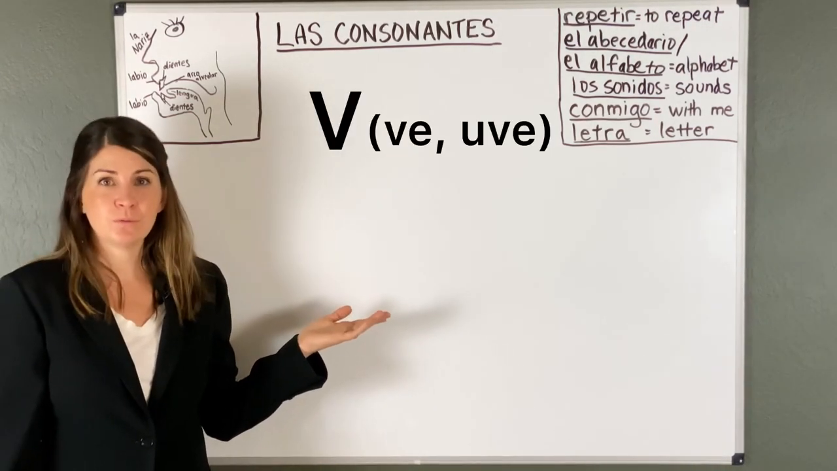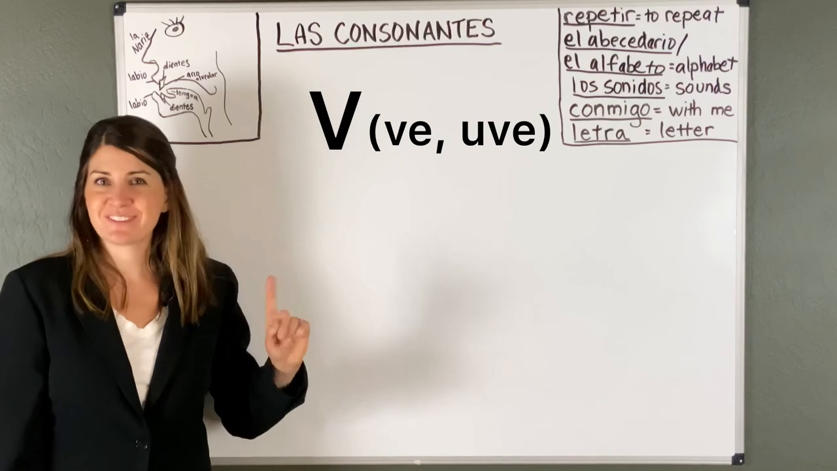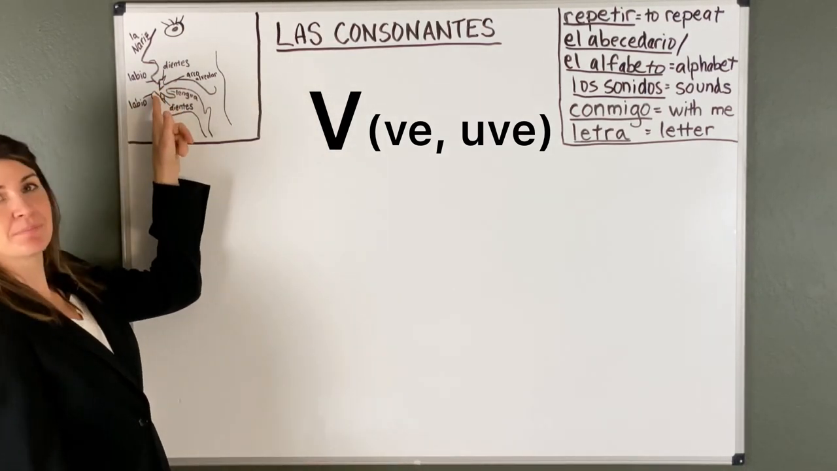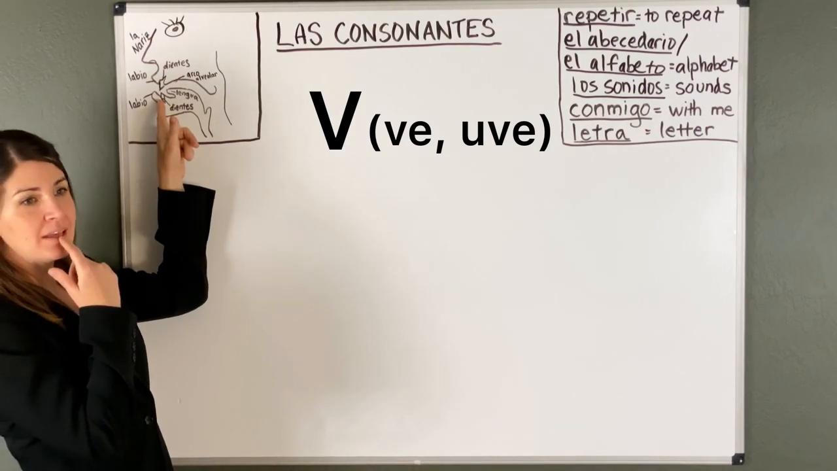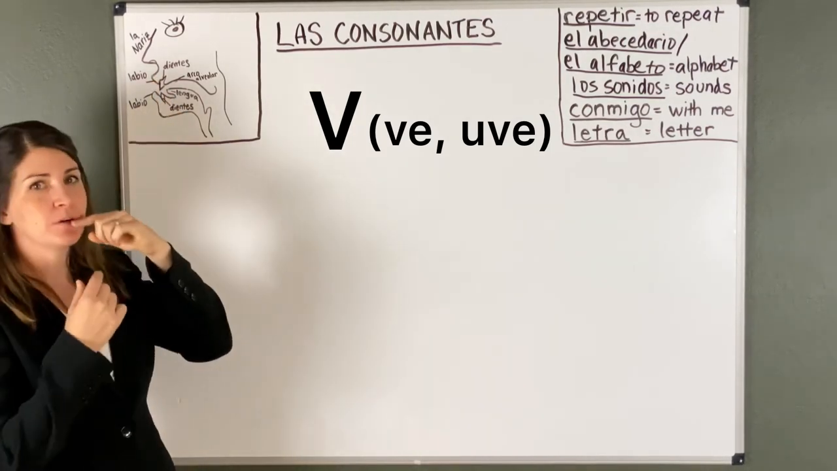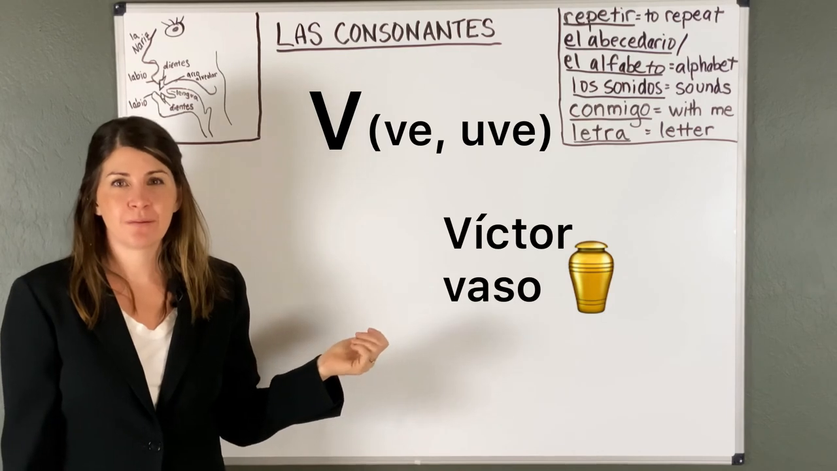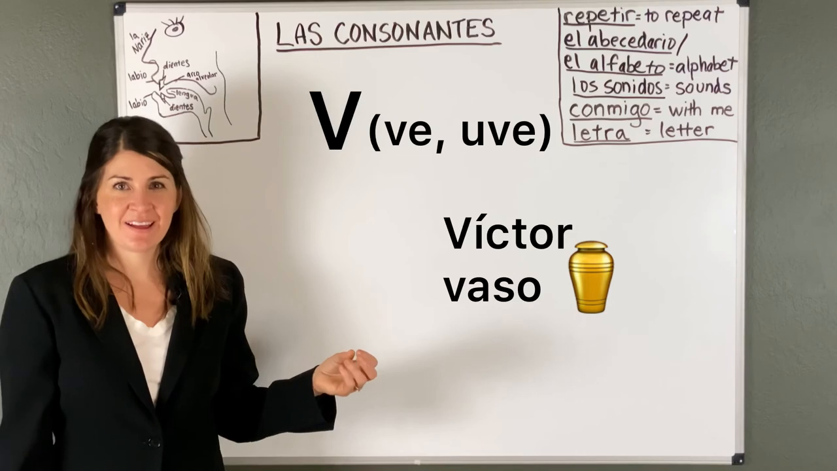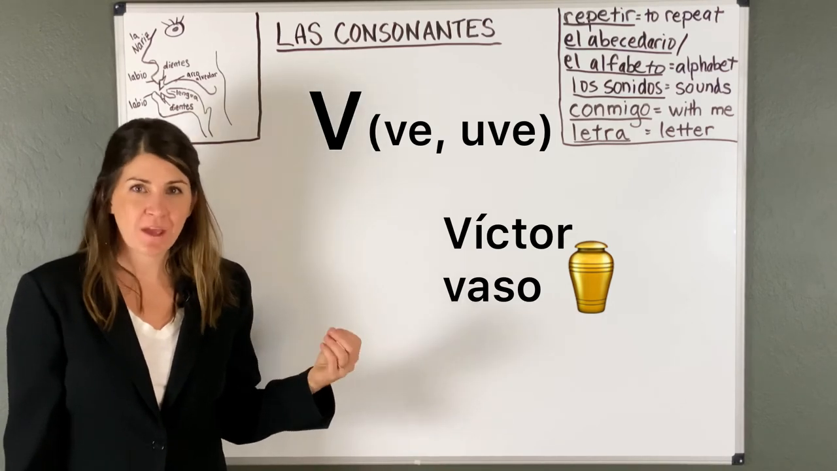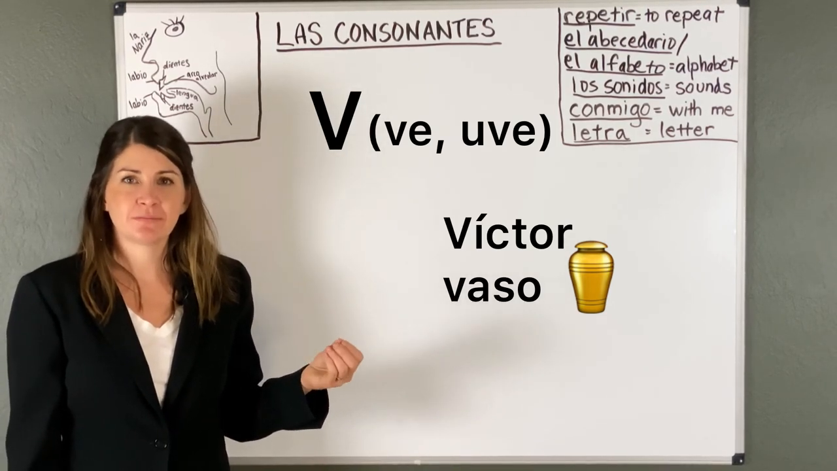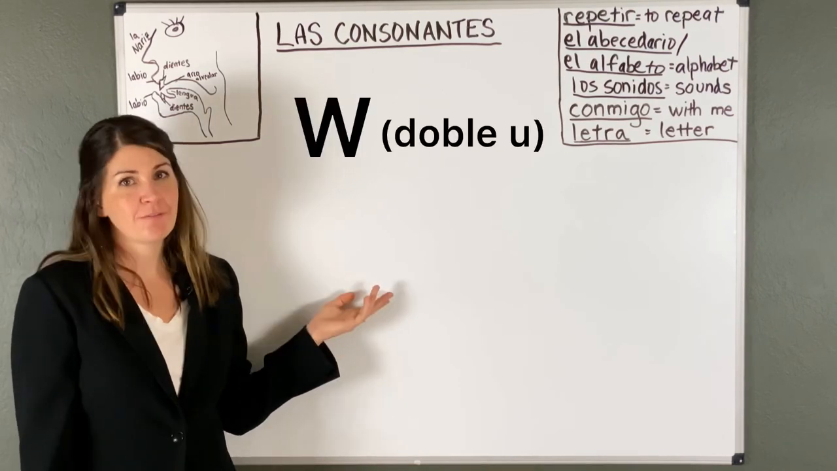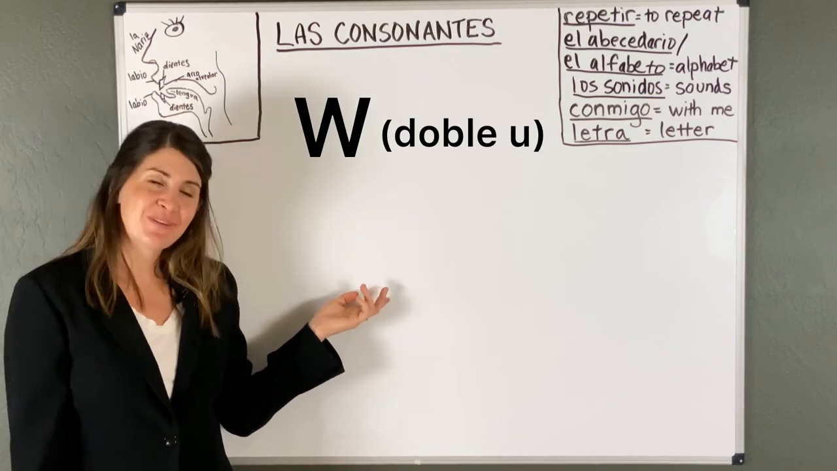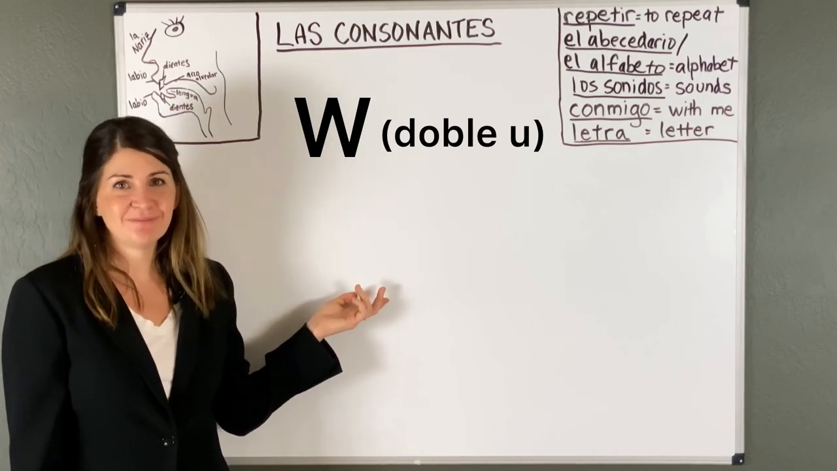B or V, not similar to the English V. The English V, you have your top teeth on your bottom lip, dientes con labio. In Spanish, labio con labio. Víctor, vaso. It's not the B and boy of English. It's softer. Vaso. The W, doble U, doble V.